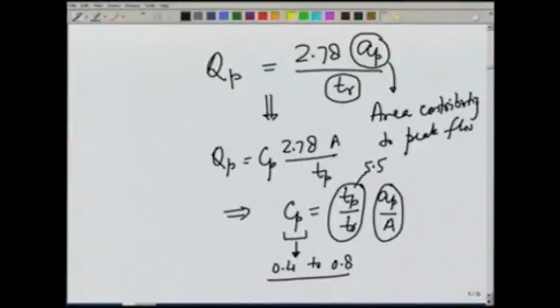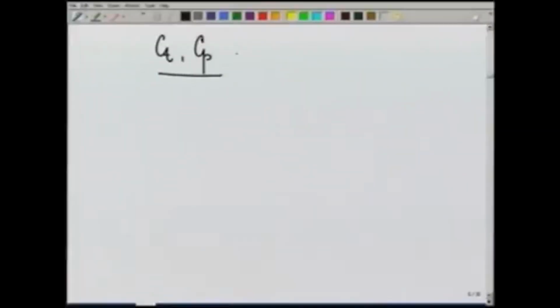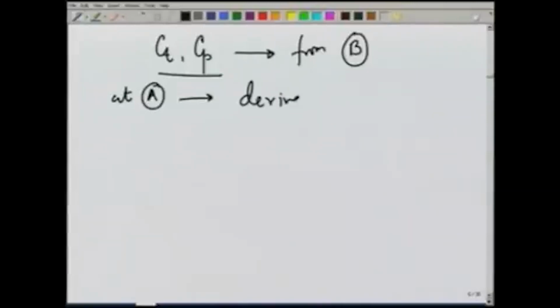So, once we have the value of Cp and Ct, so we have obtained these values from B, and now we can use these values at A to derive a unit hydrograph for any desired duration Tr. So, at A we want to derive a UH for duration Tr, capital R. So, now we have to see how to go about deriving the unit hydrograph at A for a duration Tr.